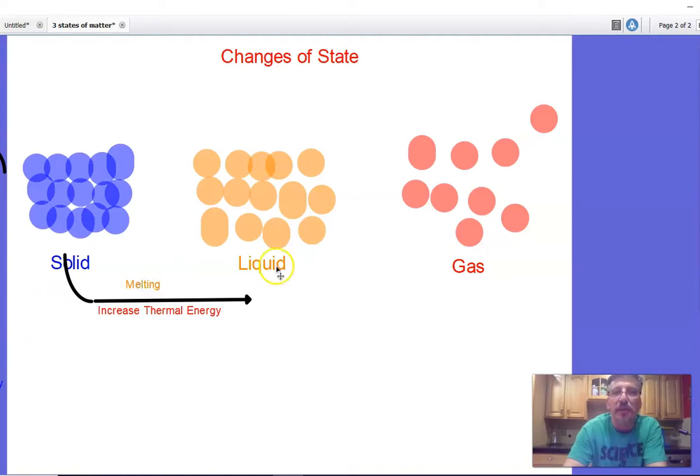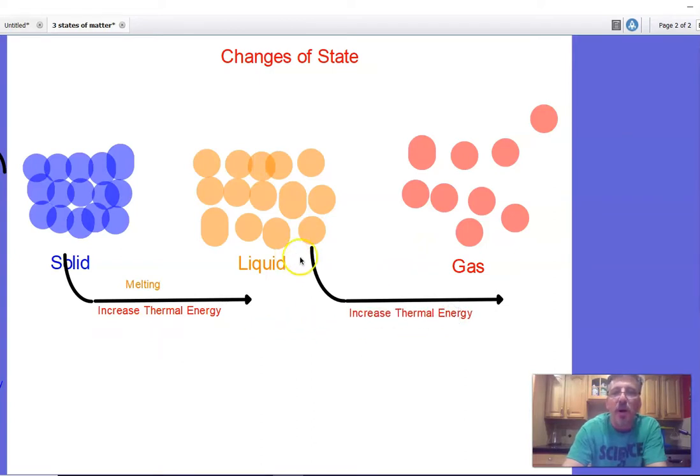Now, how would you get from liquid to a gas? So I'll draw another arrow. And I want to show again we're coming from a liquid to a gas, so I'm going to put this one here that I made. All right, so what would you do with thermal energy there? You want to go from a liquid to a gas. Yeah, that's right. You would increase thermal energy again. You have to make it hotter.